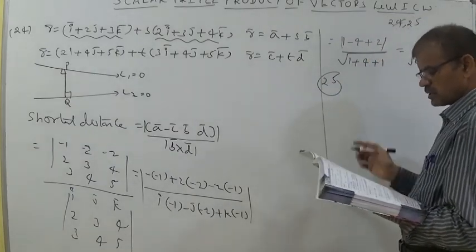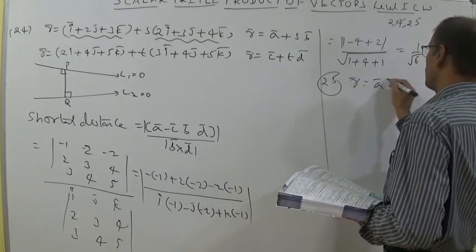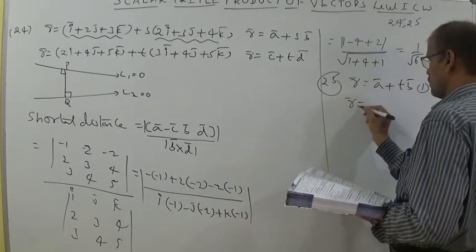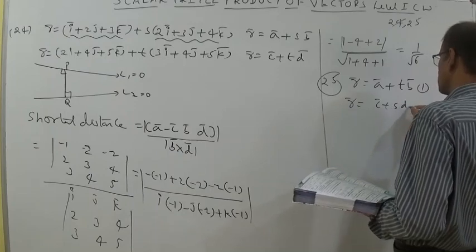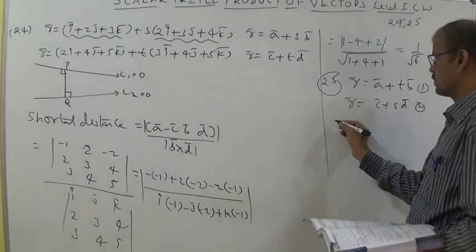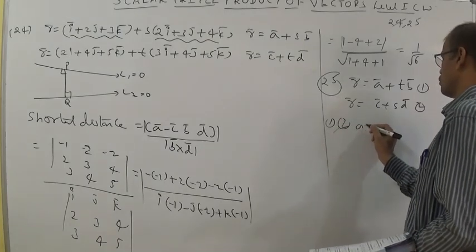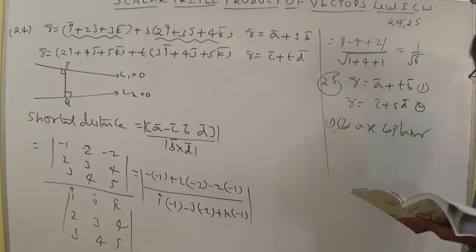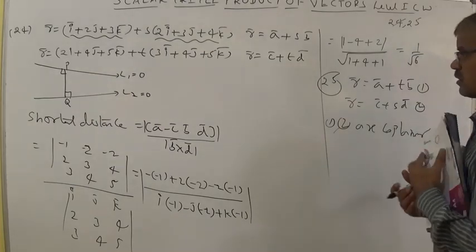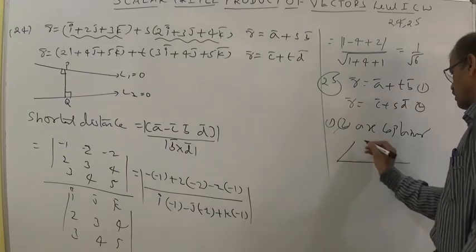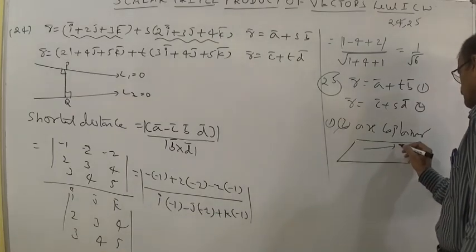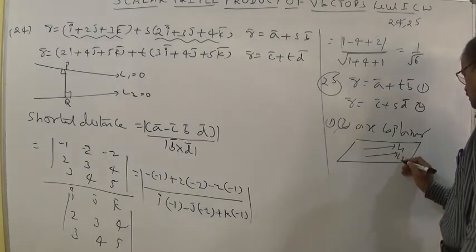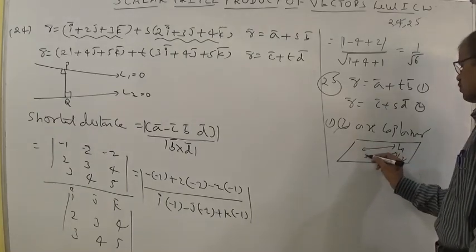The lines, same formula given according to skew lines. r bar is equal to a bar plus t b bar, and r bar is equal to c bar plus s d bar, let it be the second equation. He has given that the 2 lines are coplanar, meaning the two lines lie on the same plane. Then what is the value? Let us draw a rough diagram. This is the first one, L1, and this is the second one, L2. L1, L2 are two lines. These two lines are coplanar.